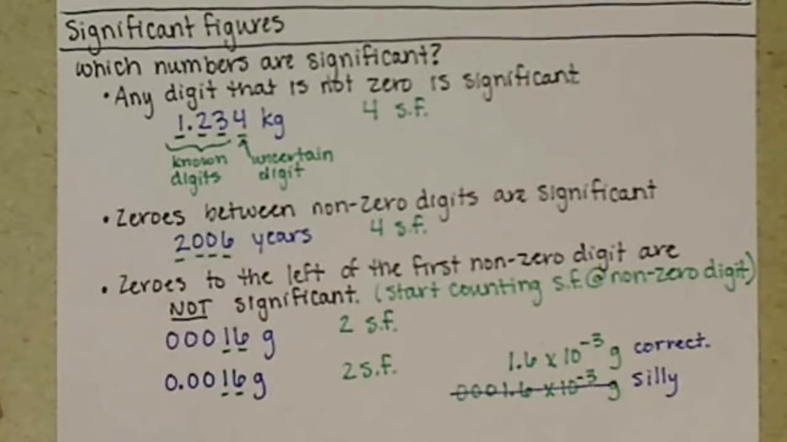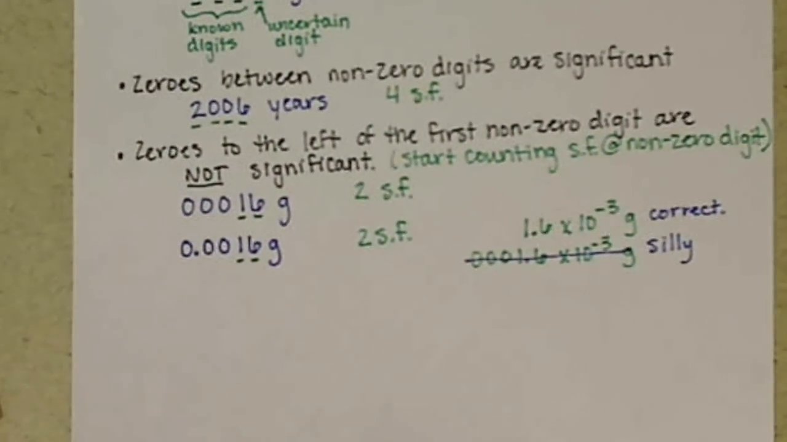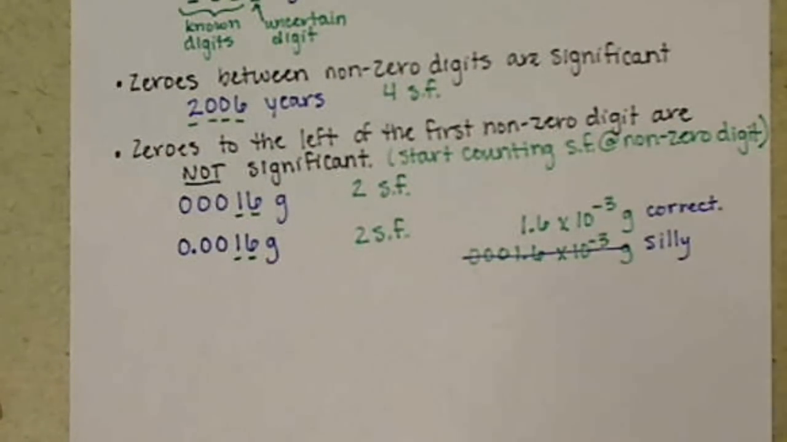All right. Next rule here is any zeros that are to the right of a decimal and a non-zero digit are significant.